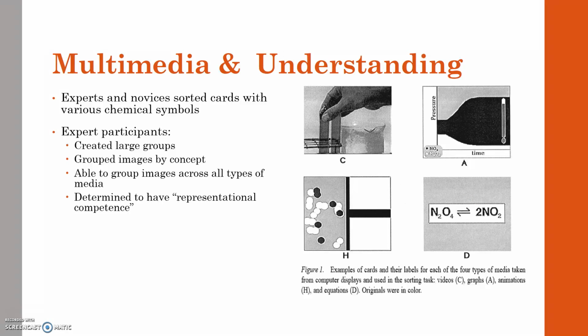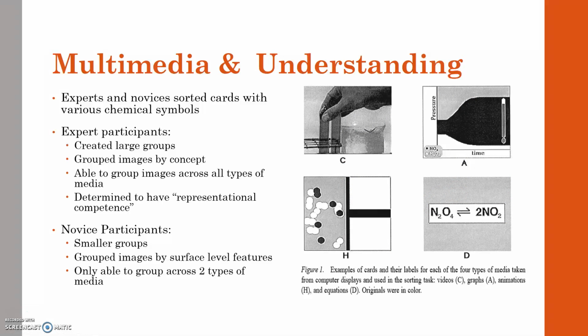So what this study found was that the expert participants were able to create large groups that were based on concept, as well as that the experts were able to group images across all types of media. This led the researchers to determine that the expert participants had representational competence because it did not matter the mode of representation. Novices, on the other hand, grouped their cards into much smaller groups, and the groups were based on the surface level features of the images.